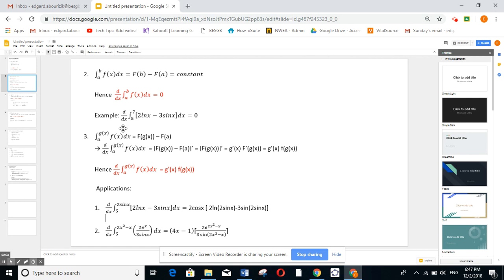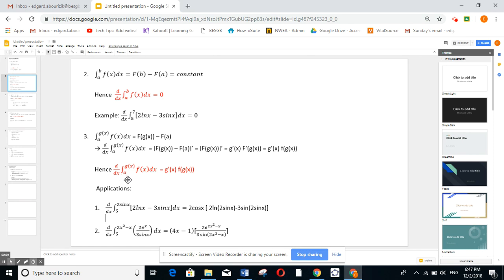And if I want to derive this one, it's the same as deriving the answer. If I want to derive F of g of x, this is a composite function. It will be g prime of x into big F prime of g of x. And the derivative of F of a is 0, because this is a constant. The derivative of a composite function is g prime into F prime of g of x. But since big F prime is small f, it will be g prime of x into f of g of x.